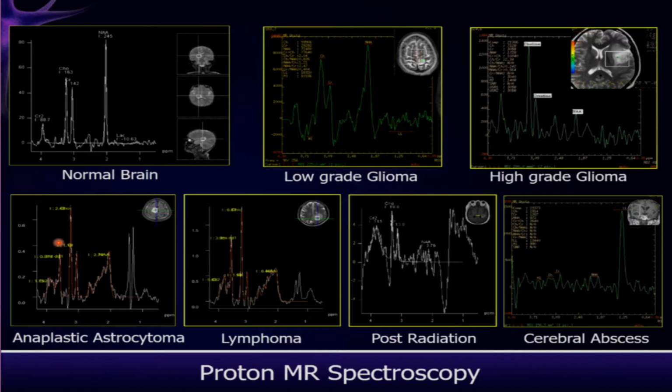In the right top corner is a normal spectrum with NAA, a neuronal marker, which is very high. That's normal. The second and third peaks indicate choline and creatine, the energy marker and the cell turnover marker. The top middle image shows increased choline and creatine levels with reduction in NAA.